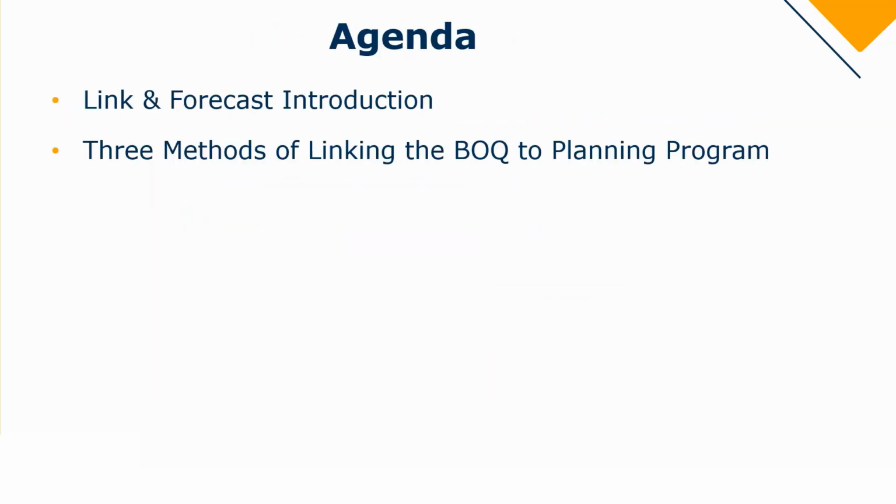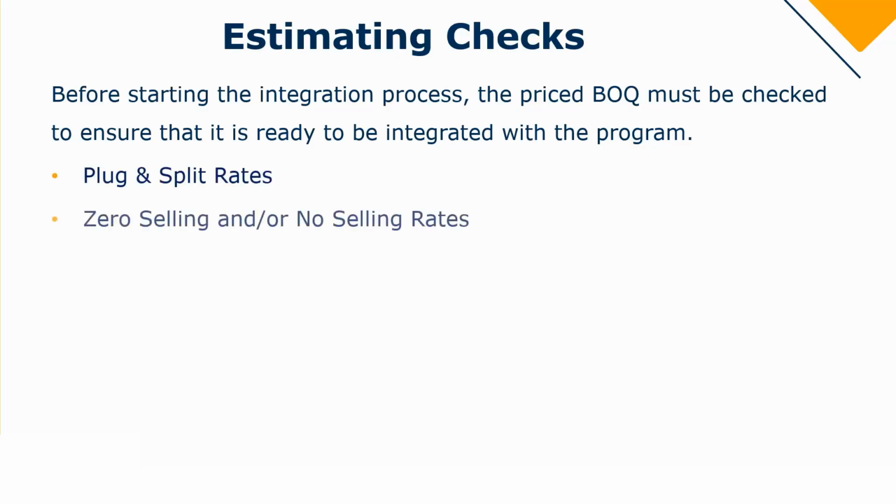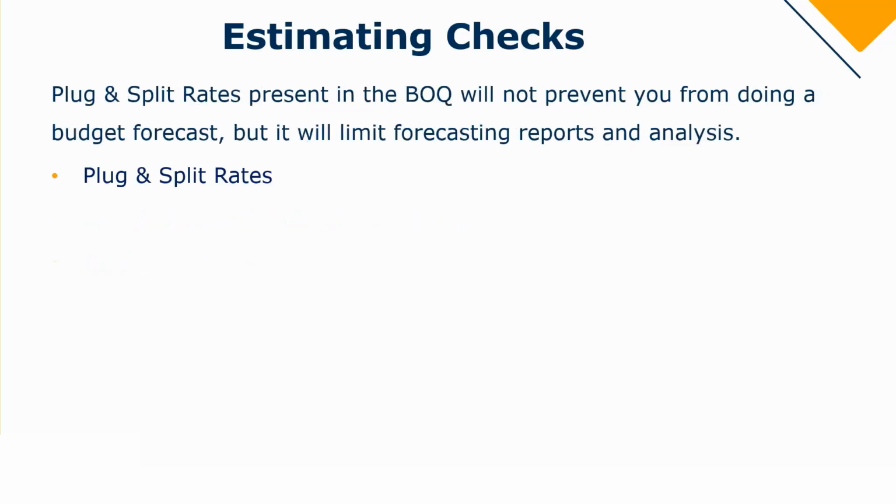Okay, so that is it for our various methods. Next, we have the estimating checks. Before you can link the bill to the program, you need to make sure that the bill of quantities is indeed ready to be integrated. The checks that need to be run are to check if you have plug or split rates, to see if you have selling rates in place, and lastly, to make sure you have final quantities. But why is it important to do these checks?